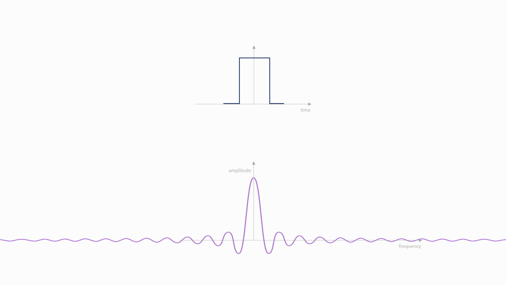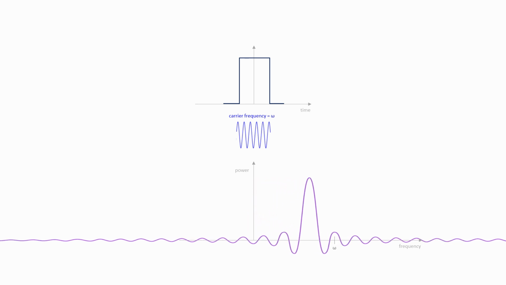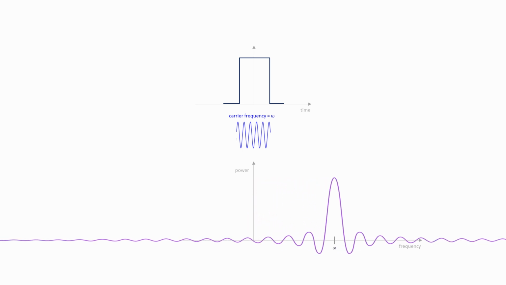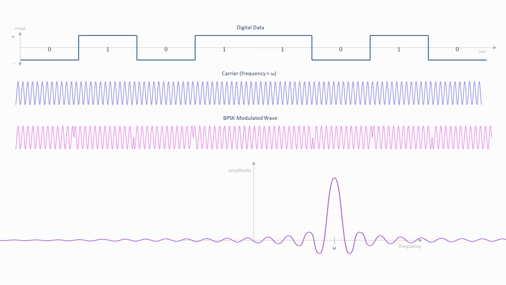Now, when a square pulse is multiplied by a sinusoidal carrier with a particular frequency, which we'll call omega, then the sinc function will maintain its general shape but will be displaced in the frequency domain by the amount omega. So this is what the frequency spectrum of a BPSK signal would look like in the frequency domain.